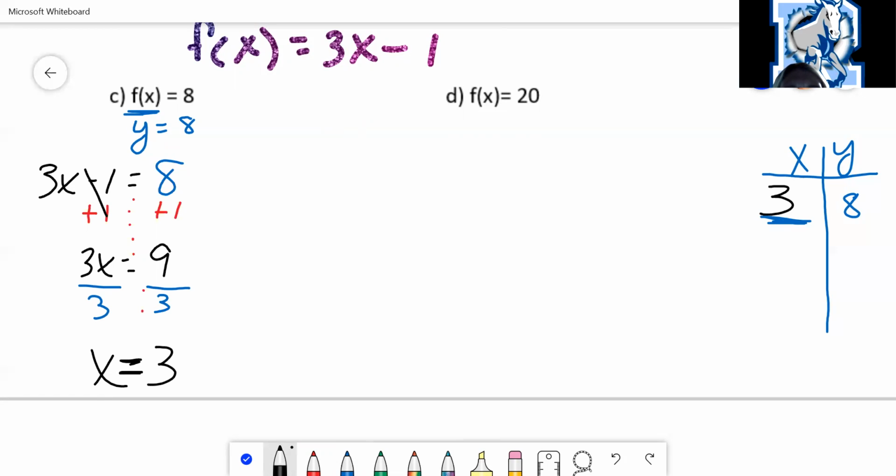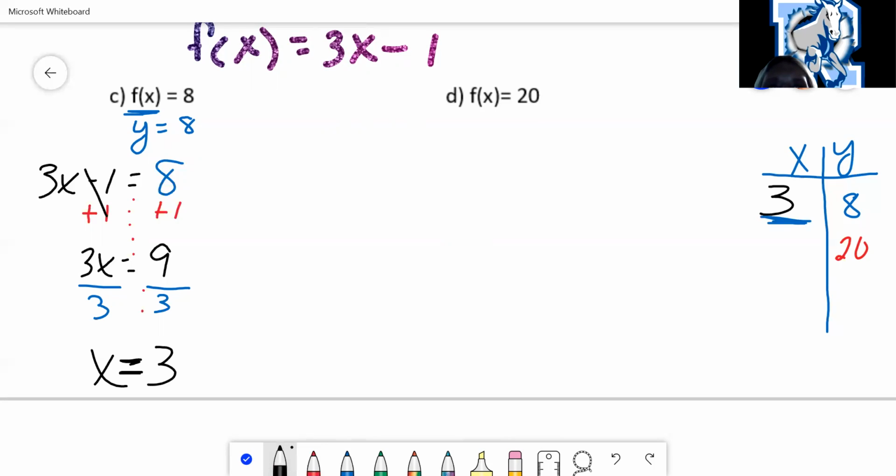So why don't you pause the video and try and do letter D, where you're trying to find where the y number is 20. So again, you can go into Desmos, go put it in the calculator. That's probably the easiest way first to go look at and try and do. And if you can't find it, then we can come back and do it by hand.